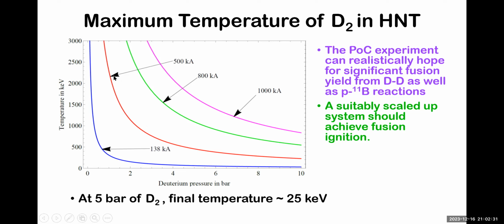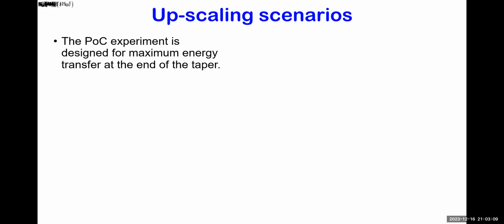Now, notice here the scaling. This is 500 kiloampere curve, this is 800 kiloampere curve, and this is 1000 kiloampere curve. So these temperatures are going into 1000 keV region. So we are talking about the possibility, looking at what should happen if this POC experiment works, and then what kind of scenario should be expected after scaling. So these are some of the upscaling scenarios.